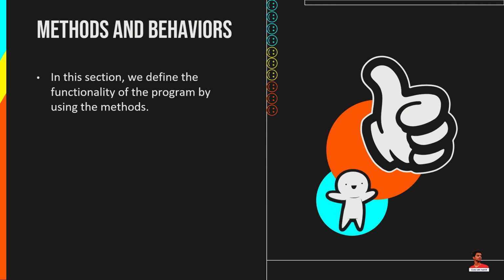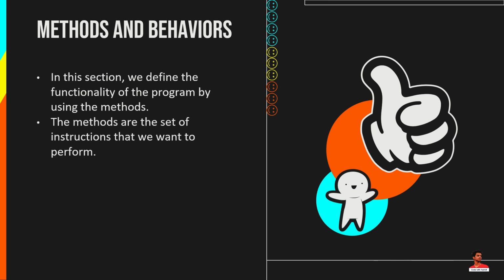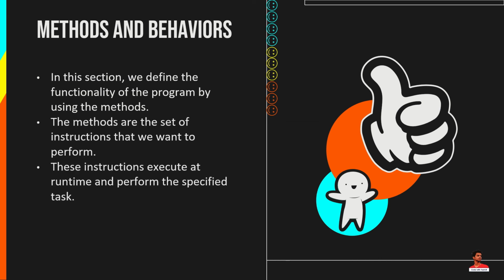In this section, we define the functionality of the program by using the methods. The methods are the set of instructions that we want to perform. These instructions execute at runtime and perform the specified task.